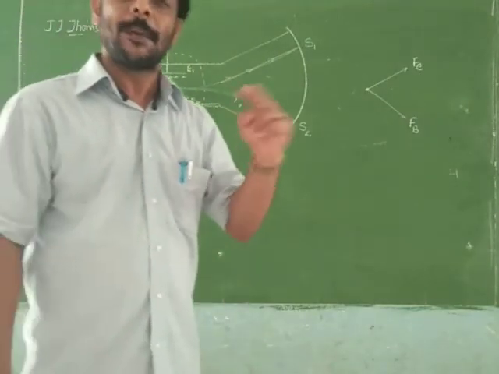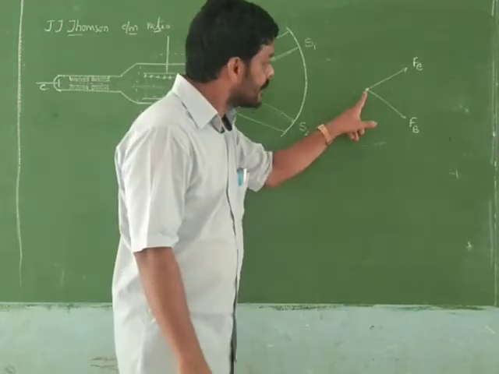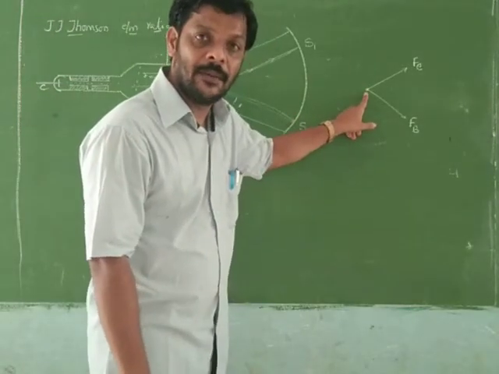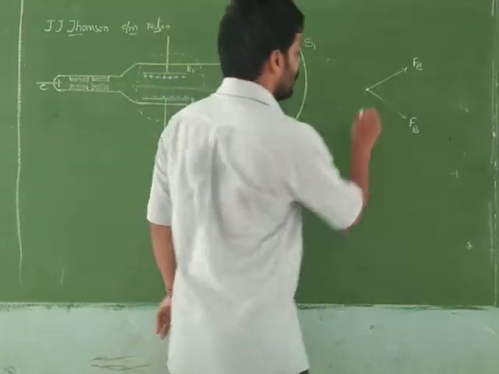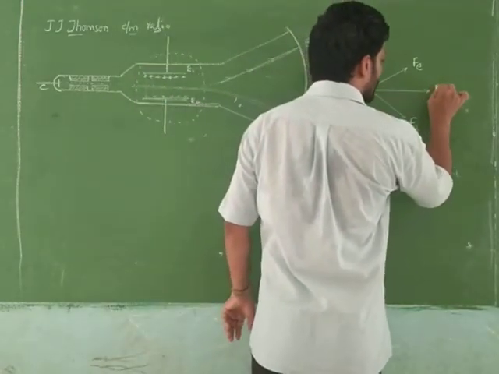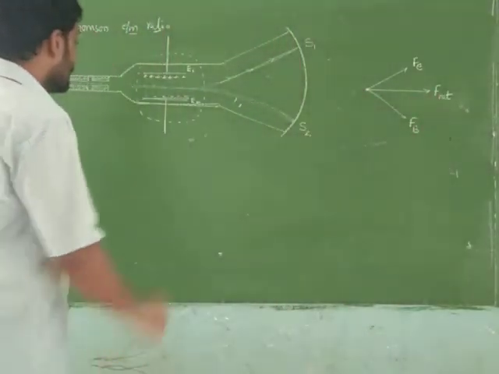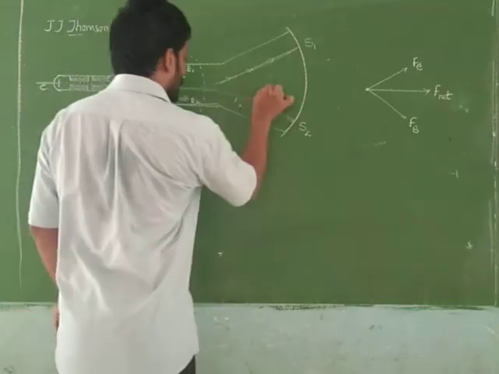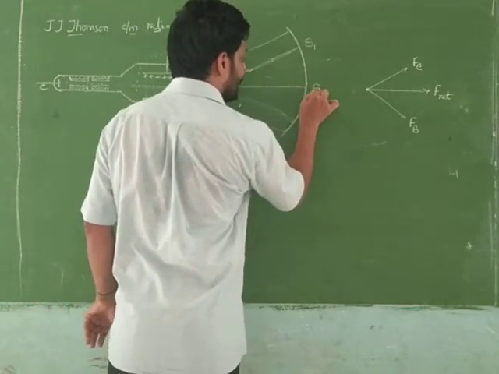So according to the parallelogram law of vector addition, if two forces are acting at a point simultaneously, there must be a net force acting in between them, which means this is the net force direction, which indicates that without any deflection the particles are striking the target at point S.